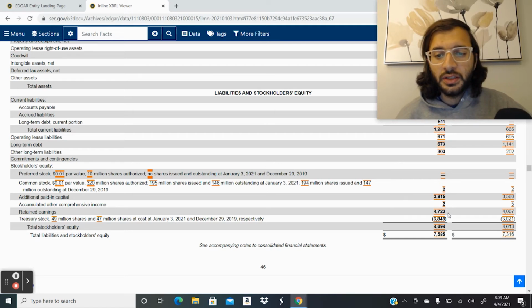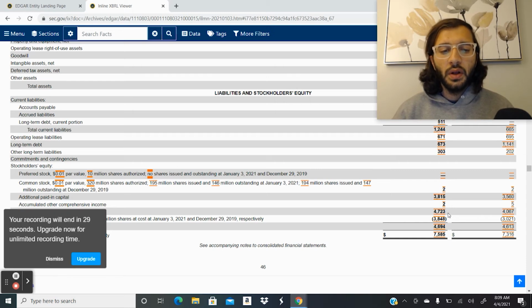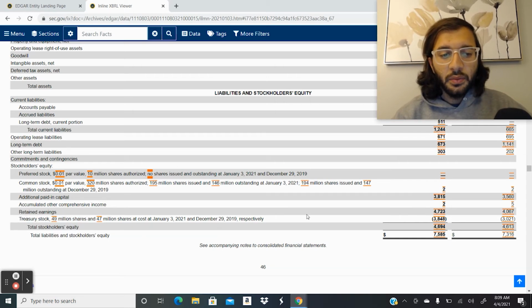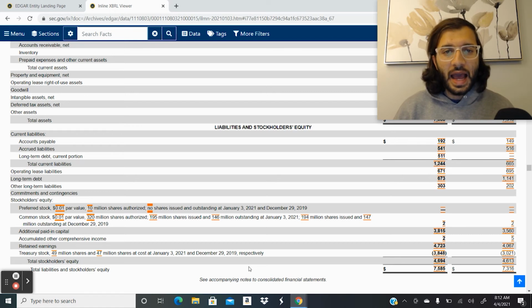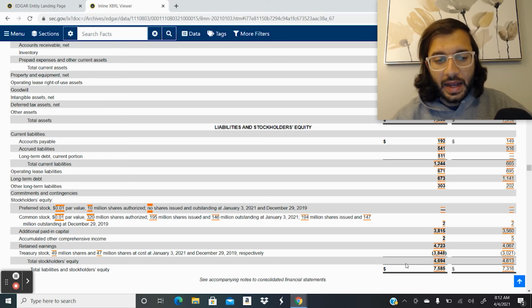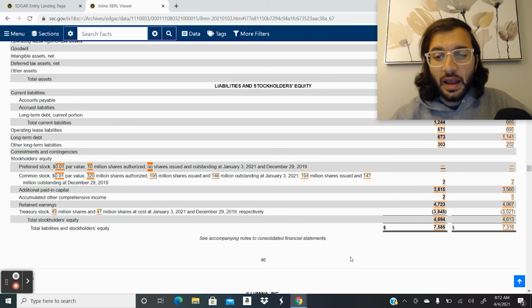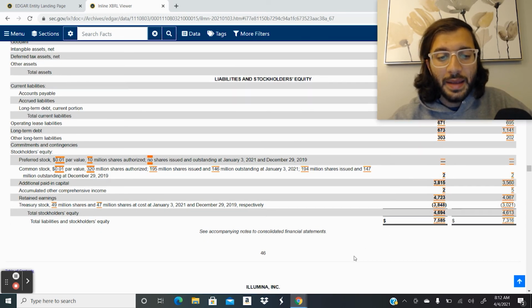Next is retained earnings. So the company's generated $4.7 billion worth of earnings over the lifetime of the company. So we can see that the company overall has been profitable. And then lastly, we can see Treasury stock is the amount of shares that the company's repurchased of its own stock. So we see this many times with various companies where they purchase their own stock because they feel like that's the best investment that they can make with the cash reserves that they have. So we can see here that the company has a Treasury stock balance of negative $3.8 billion.